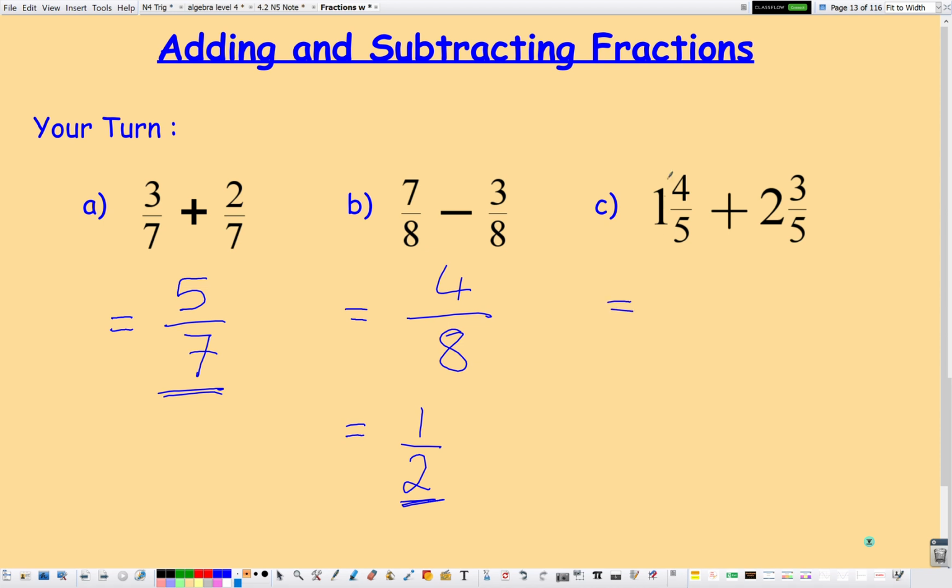And the last one, 1 4/5 plus 2 3/5, we're going to change these both to improper. They're going to stay as something over 5. So the top becomes 5 times 1 is 5, plus 4 is 9. 5 times 2 is 10, plus 3 is 13. And now we have 2 fractions adding that have the same denominator, so it's just 9 plus 13 over 5. So that's going to be 22 over 5.